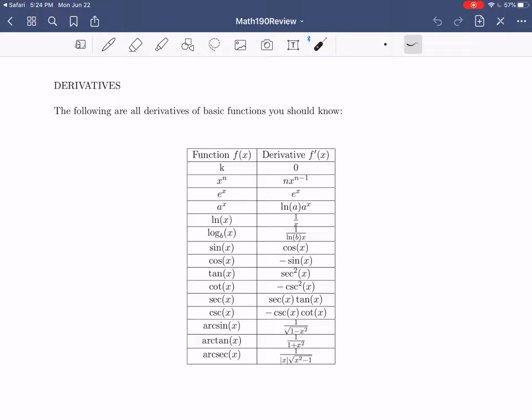In today's video, we're going to be taking a look at a quick review of some of the concepts, specifically about derivatives and integrals from Math 190 that we'll be needing pretty much right away in our class.